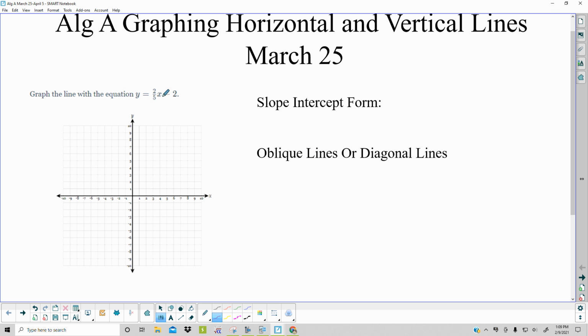You guys have been graphing these kind of lines. That equation is written in slope-intercept form. y equals mx plus b. So when you've got y is equal to 2/5 x minus 2, you can read out the slope, the number in front of the x, and the y-intercept. So that b is represented as a y-intercept.